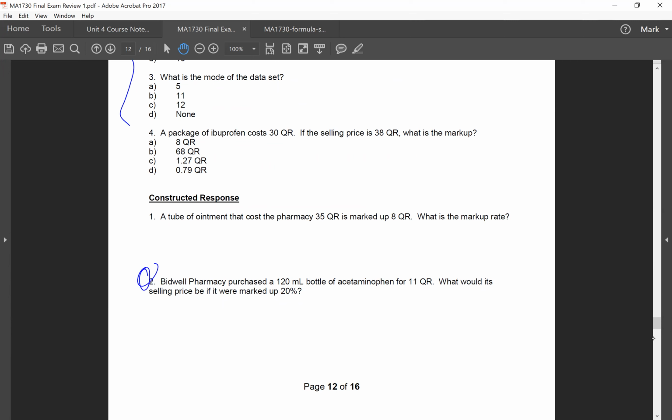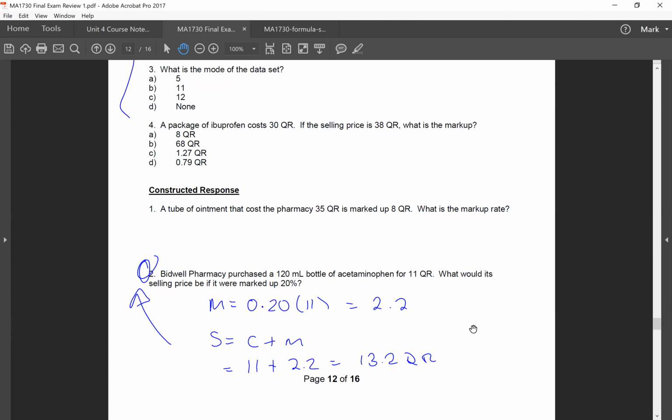So if you wanted to see me do this, I'll do it really quick because I do have another class now. 20% of 11 is 2.2. So the selling price is the cost plus the markup. It's going to be 11 plus 2.2, 13.2 reals. This you'll see on your final, wink, wink. Obviously, it'll be different numbers.